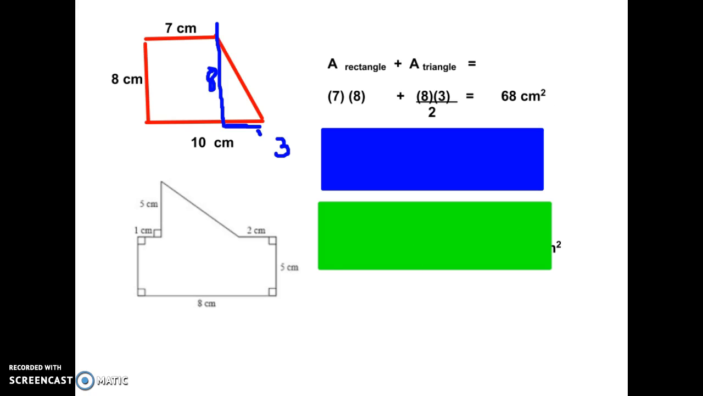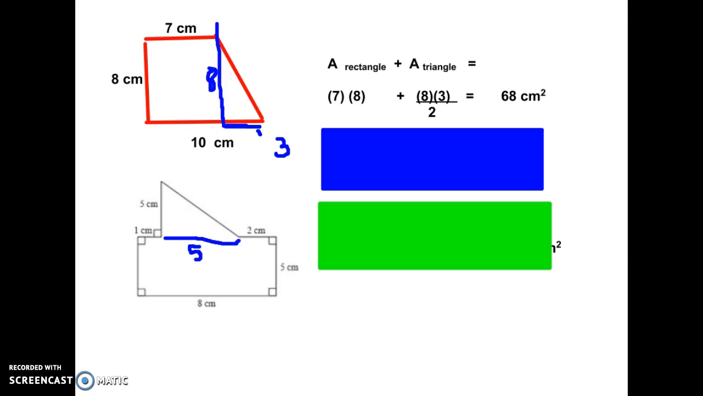On our final figure, we can see that we have a rectangle and a triangle. Well, the rectangle is pretty easy. That's 5 times 8. So the area of the rectangle is 40 centimeters squared. Now we have to find the base, and we know the height is 5, the base of the triangle. If this whole length is 8, and this is 1, and this is 2, that adds up to 3, that means this part must be 5 centimeters.